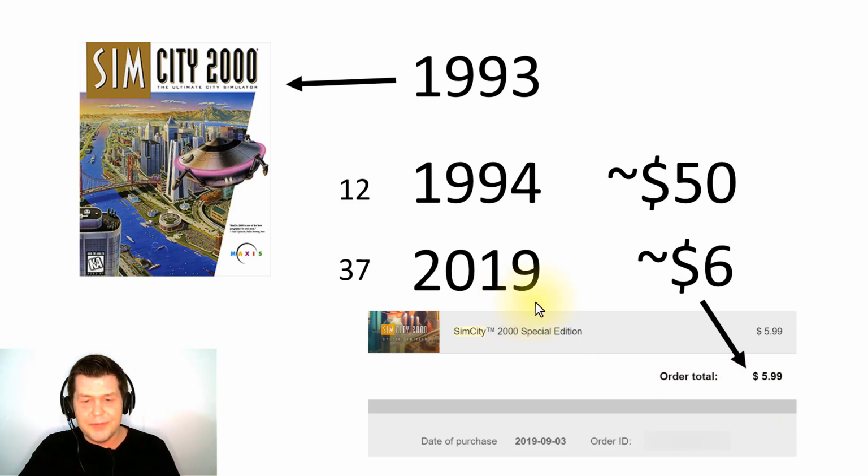It only cost $5.99. So back in 1994, when I was 12, I paid around $50 or more for a copy of SimCity 2000. But this year, in 2019, I'm 37 years old, and I bought a copy of SimCity 2000 online on the internet, and I only paid $5.99. I bought it earlier this month, back in September, on September the 3rd, for about $6.